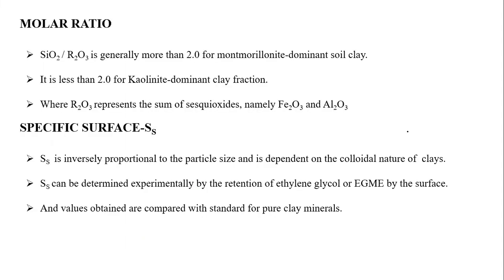Coming to another one, called the molar ratio. This is nothing but comparing the silica oxides with other oxides. Mostly, the ratio between silica oxides and other oxides is generally 2.4 for montmorillonite dominated clay. If it is less than 2.4, it is a kaolinite dominated clay fraction. R2 means the sum of the other oxides; what are those? It's iron and aluminium oxide. We just compare the ratio between silica oxides and the iron and aluminium oxides. This R2 represents iron and aluminium oxides. It's a molar ratio. How much ratio is there?